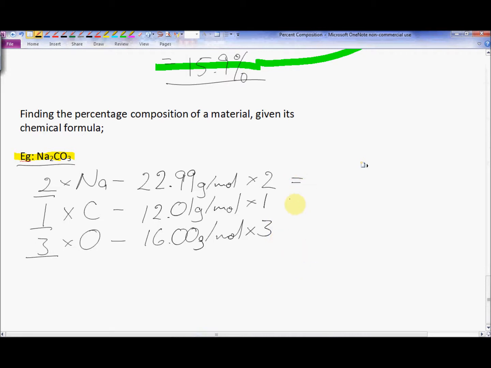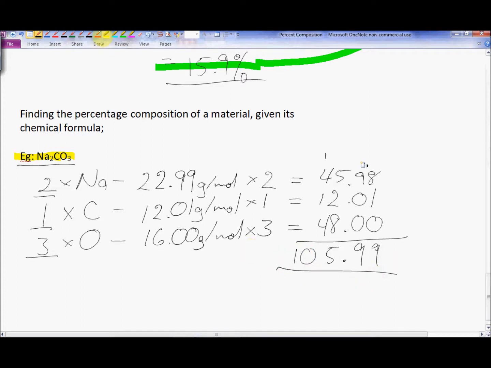Okay, so I'll add all of those things up together after I multiply them through. So 2 times 22.99. Okay, so this one we get 45.98. This one here we're going to get 12.01. And this one here we're going to get 48.00. Add them all up, we get 105.99. Basically, what we've just calculated here is the molar mass of sodium carbonate.